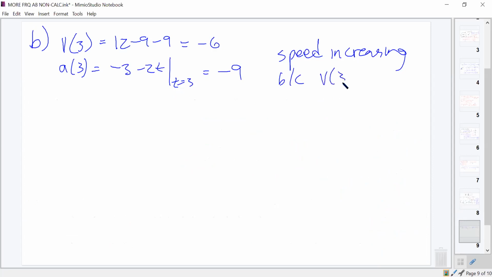because v of 3 and a of 3 have the same sign, or you could say are both negative. They gave you 2 points for that. One for showing both of them as negative, and one for an explanation. Good? All right, part C.